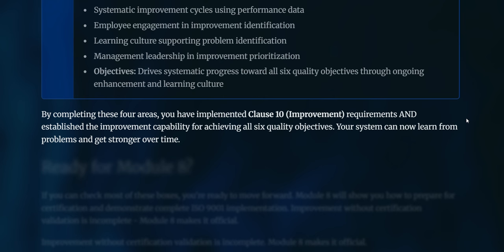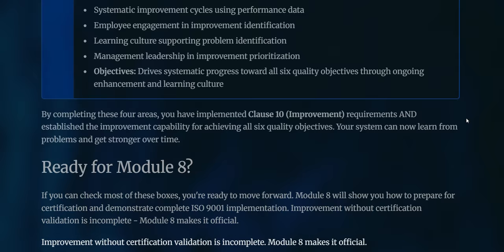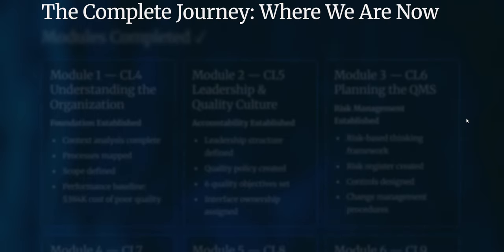By completing these four areas, you have implemented Clause 10 improvement requirements, and you have established the improvement capability for learning for achieving all quality objectives. Your system can now learn from problems and get stronger over time. We have emphasized this point, and you must note it. Always keep that as an objective: to learn from the problems and get stronger over time. We are ready for Module 8, apparently. So if you can check all the boxes, that means we are ready for Module 8.